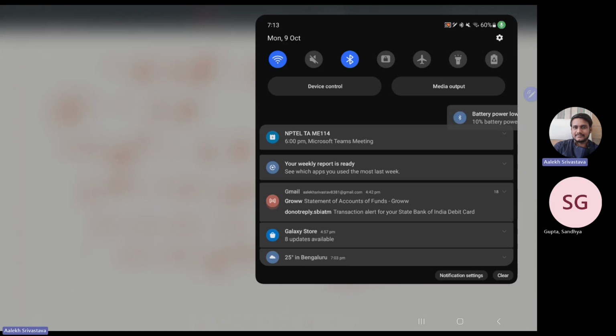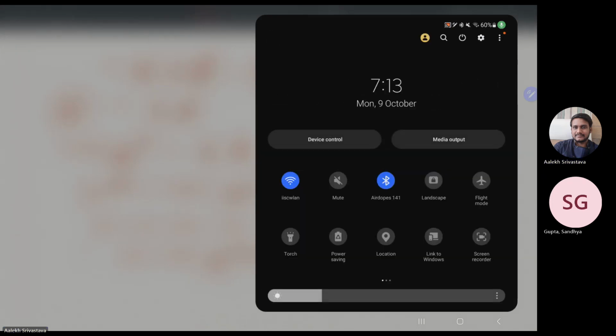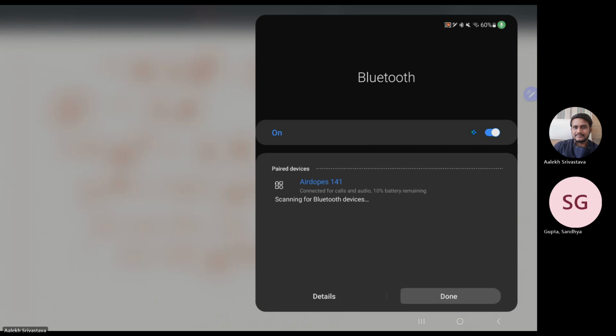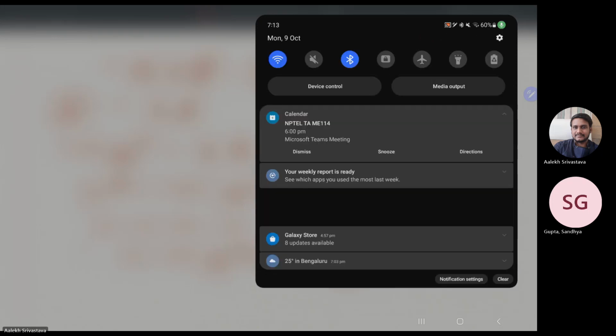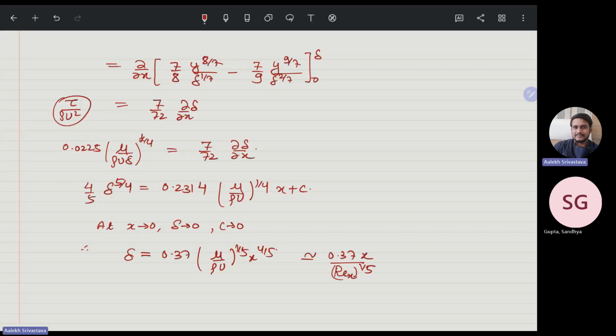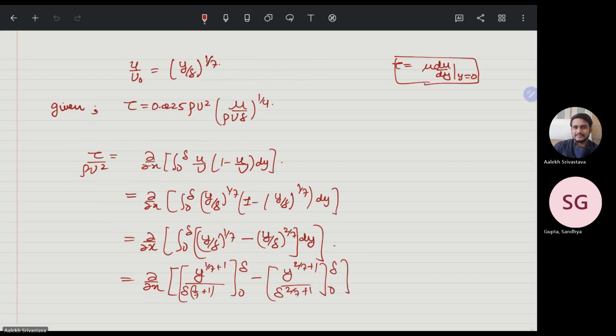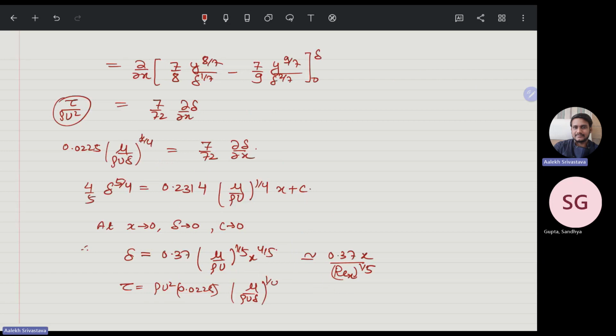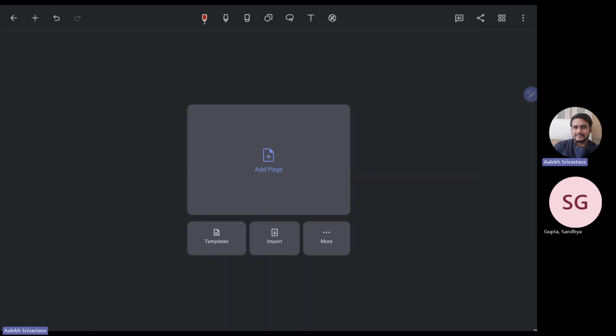So like this is what is delta. Similarly, you can find what is tau wall, because tau wall is written as rho u square times 0.0225 into (mu by rho u delta) raised to the power 1 by 4. You substitute delta, you will get the expression.